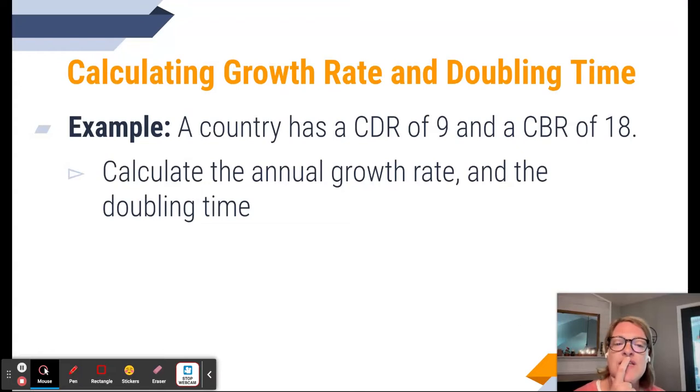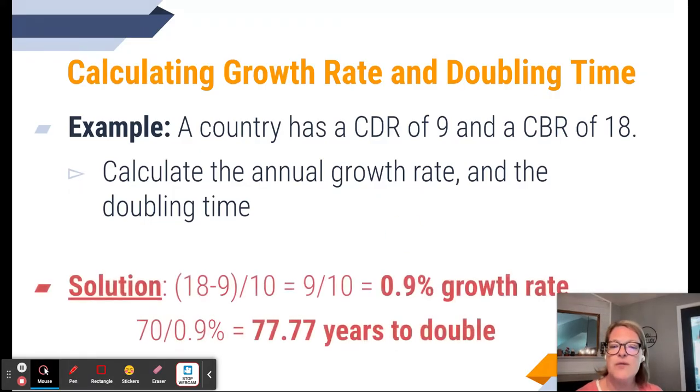All right, so let's practice some of these equations just so we get the hang of this, and we will be doing this in class together. If you're confused with these equations, hopefully I will clarify that for us in class when we're working together. So, calculating both growth rate and doubling time. A country has a CDR of 9 and a CBR of 18. Calculate the annual growth rate and the doubling time. There are two separate equations that we're going to be talking about here.